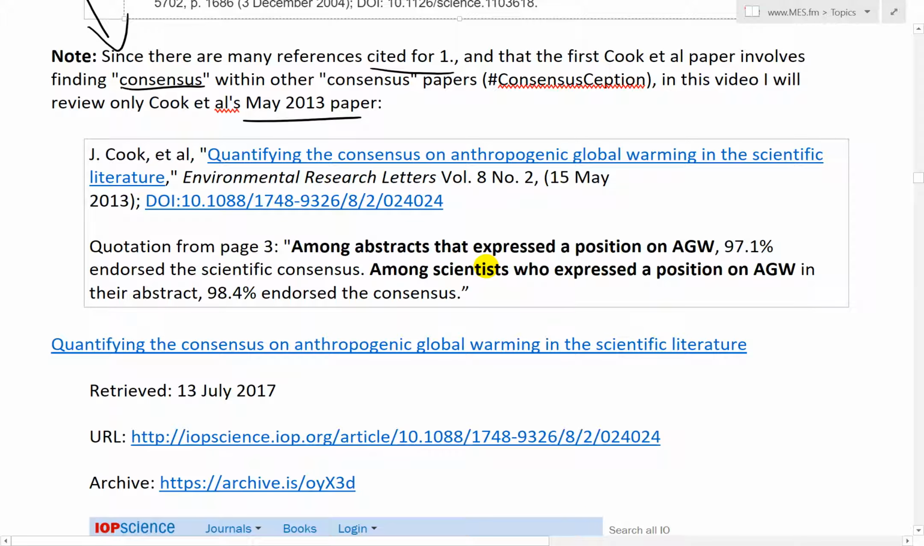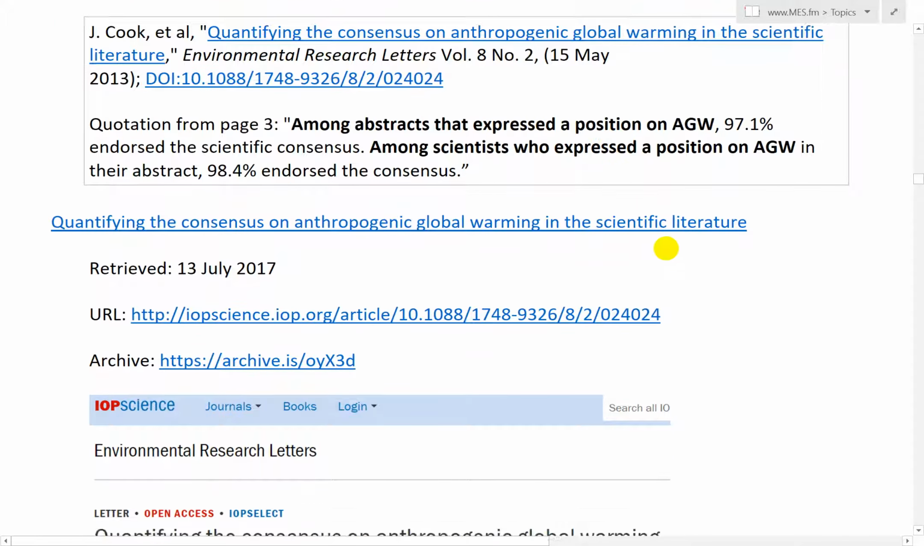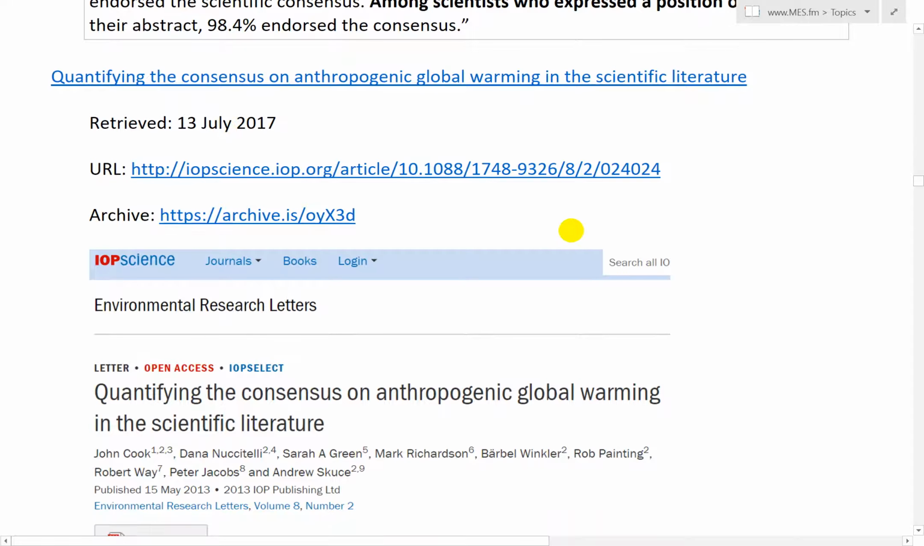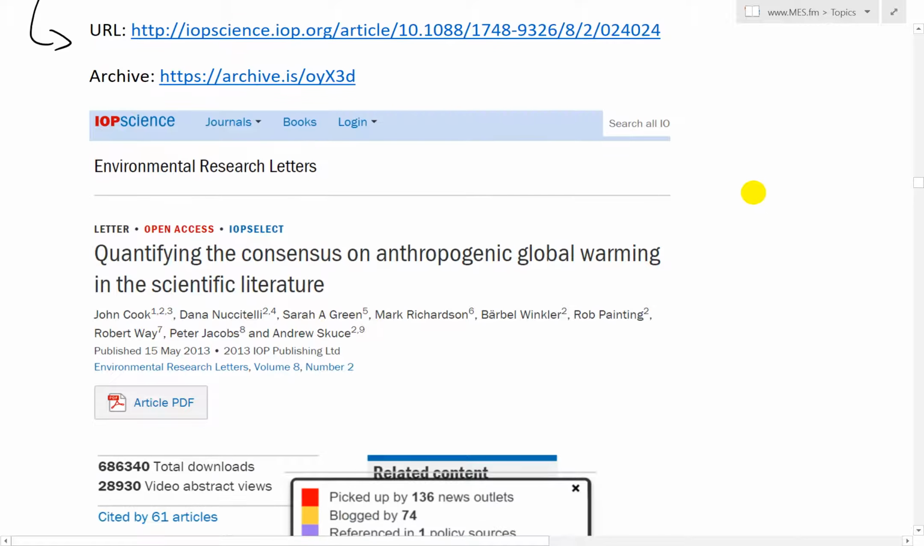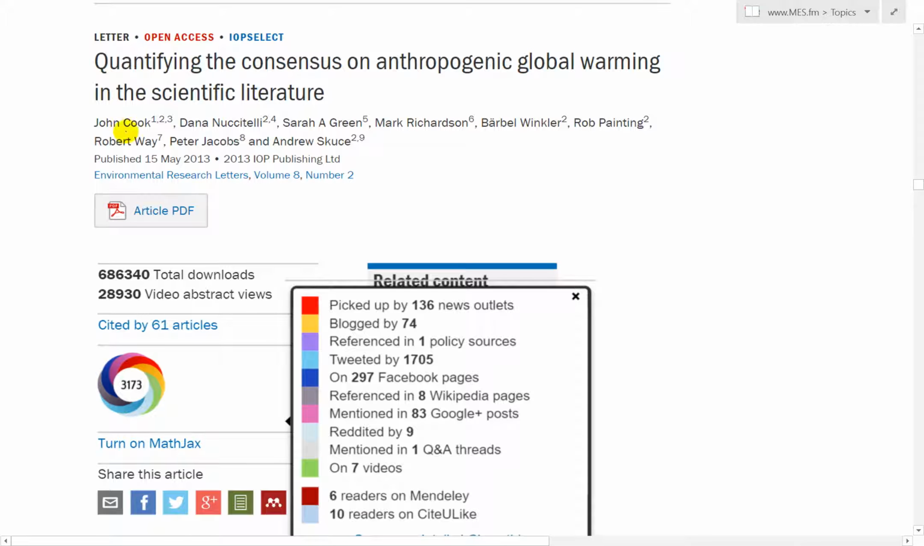Cook et al. Quantifying the consensus on anthropogenic global warming in the scientific literature. And again, there's that quotation 3 I just read. That's a link, and the URL goes to iopscience.iop.org. And that's this one that NASA references. Here are all of the authors that contributed to this.